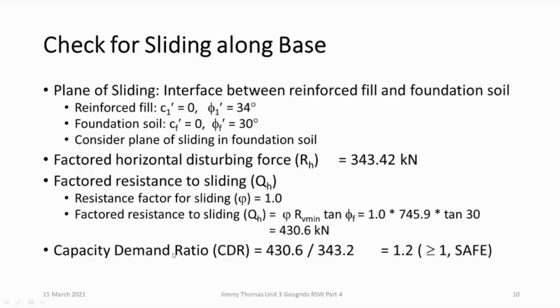Then we calculate the capacity demand ratio, which is the ratio of capacity to demand. Capacity is how much strength we have, and demand is the load. So 430 divided by 343.2, we get a value of 1.2. The CDR should be greater than or equal to 1, then it is safe. This is the design requirement. We have to ensure a capacity demand ratio of at least 1. That means the capacity should be more than the demand, or the factored resistance should be more than the factored load. So this is safe.